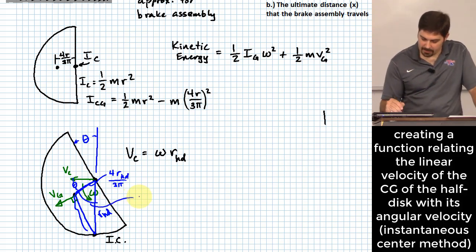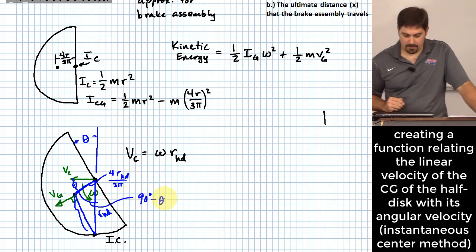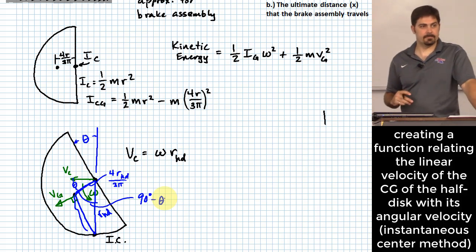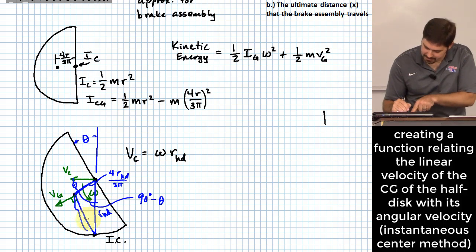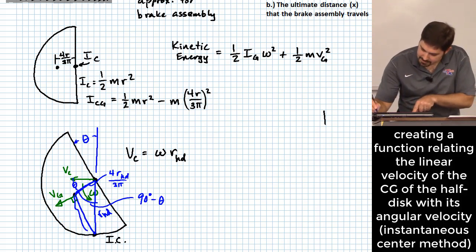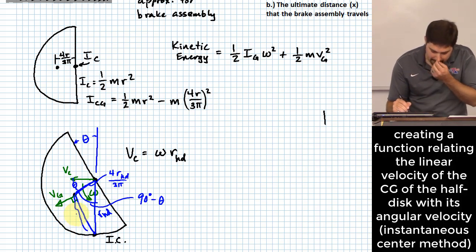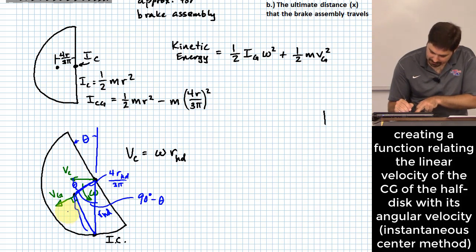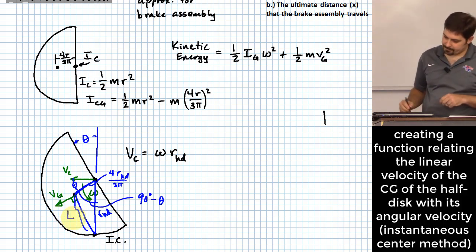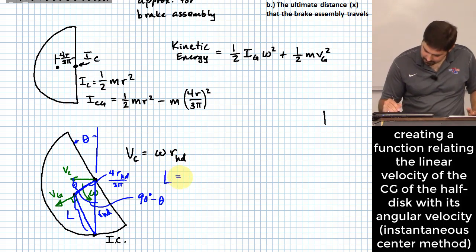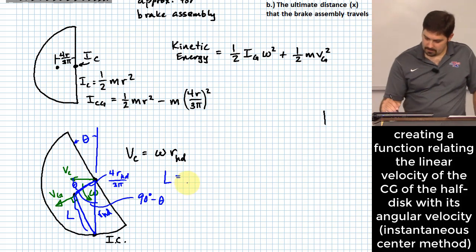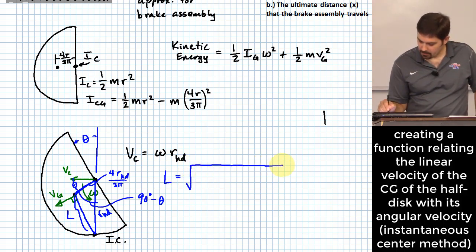That angle right there is going to be 90 degrees minus theta. And where do you think I'm going with this? Okay, where I'm going with this is this. If I'm trying to figure out the length of this side over here, I don't have a good name for it, but let's just call it L. If I'm trying to figure that length, I can use law of cosines.